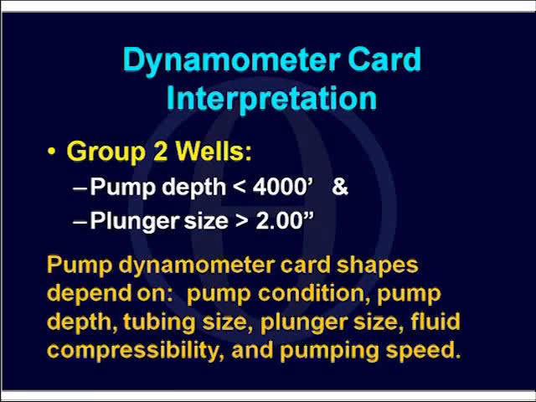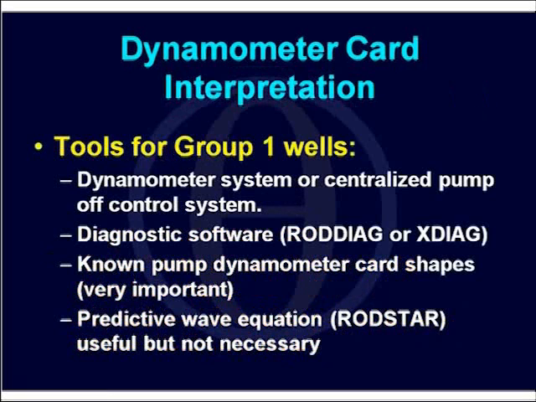So a full card will never be a rectangular shape for these wells, and as a matter of fact, it'll vary in shape depending on one of these conditions. You know, how deep the well is, how big the pump is, how fast you're pumping. The downhole pump card shape will change. So that's why we need different tools for optimizing Group 1 wells versus Group 2 wells.